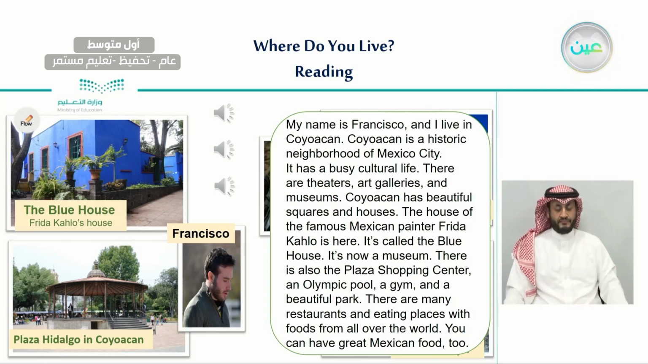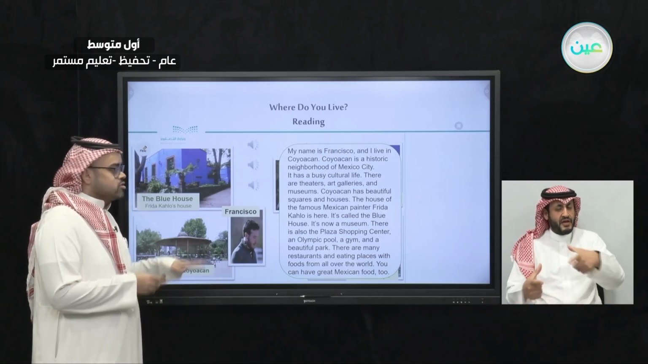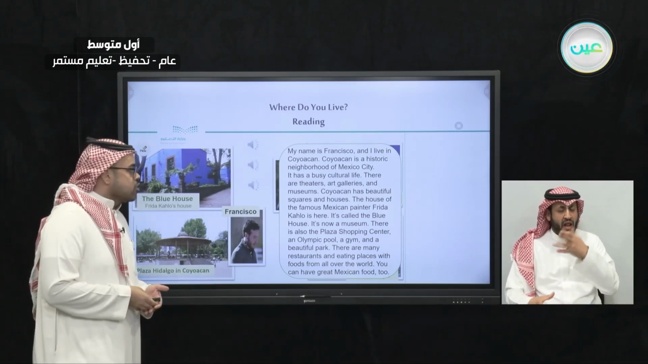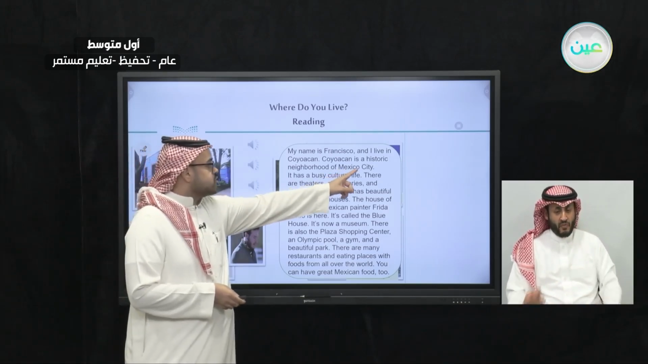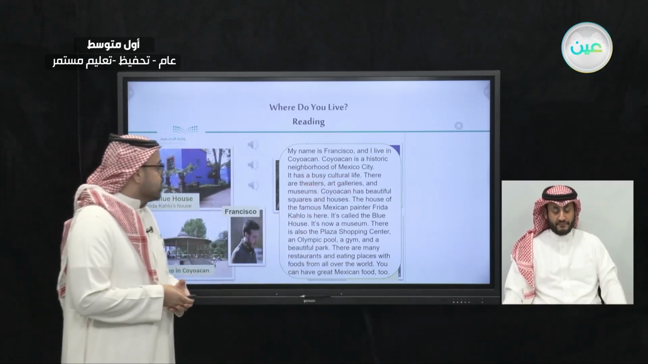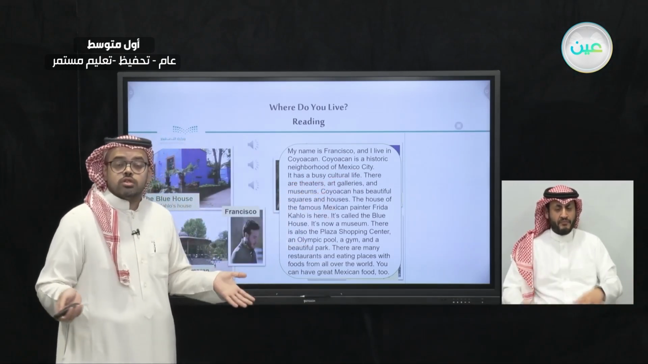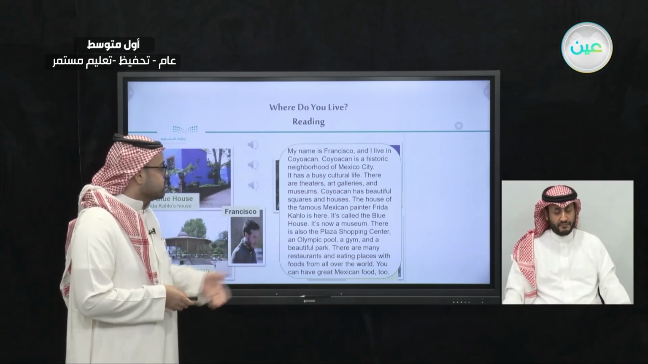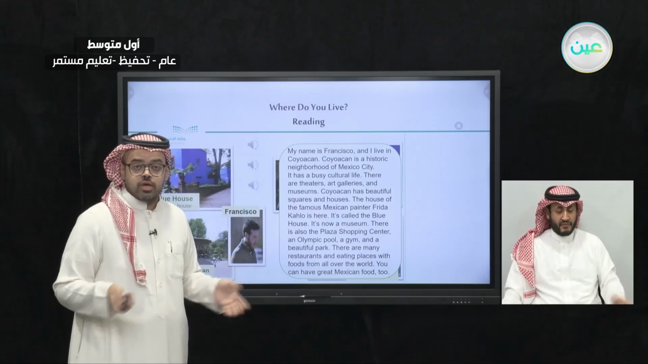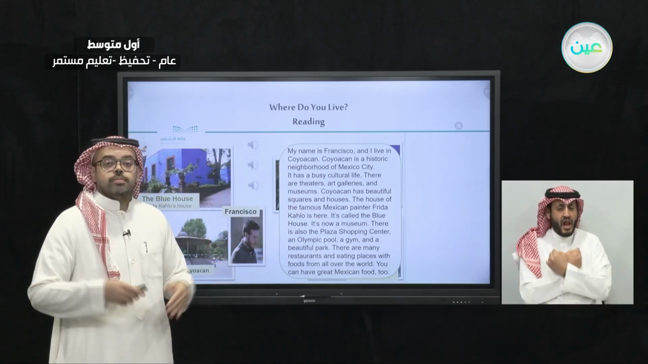Very good. So this time, Francisco talks about his neighborhood, and let's try to see what Francisco has to say about his neighborhood. He said that my neighborhood is a historic neighborhood. It means it's a very old neighborhood. And he said it has a busy cultural life. It means that there are different cultures in that neighborhood. And also he said we have theaters, we have art galleries, and also we have a museum. So this neighborhood is all about culture, all about art, all about museums.